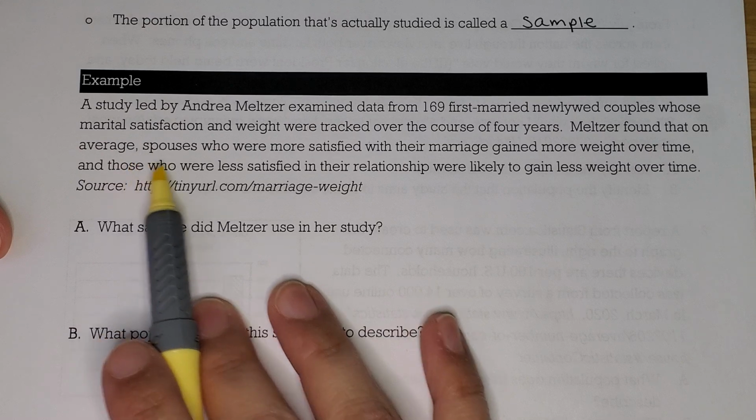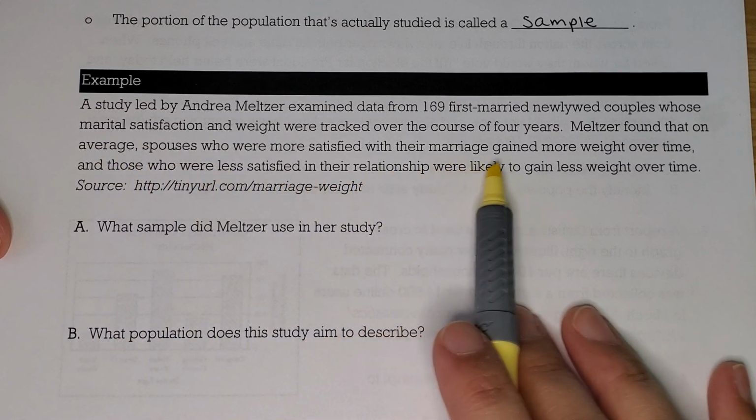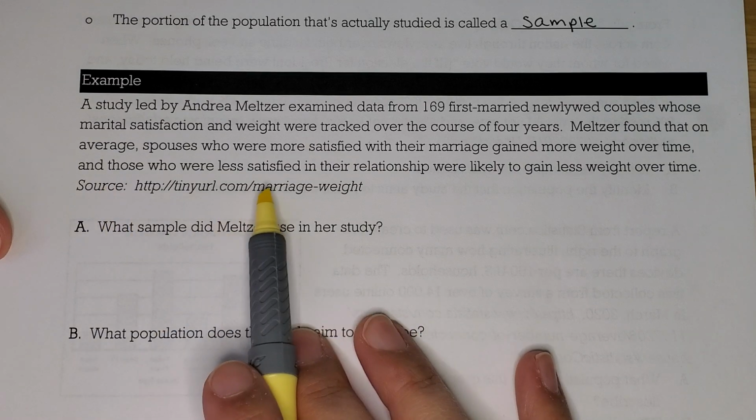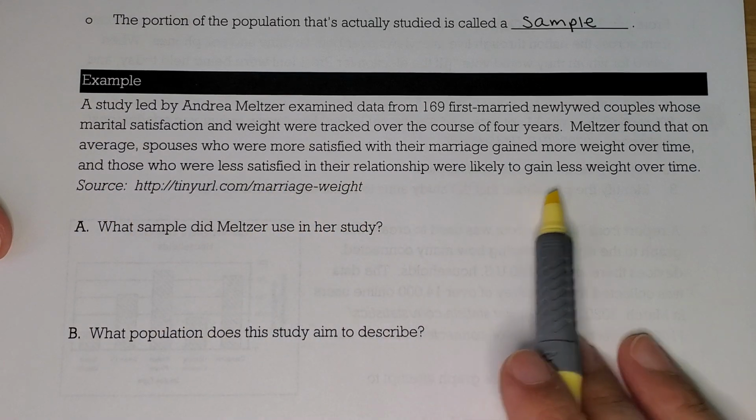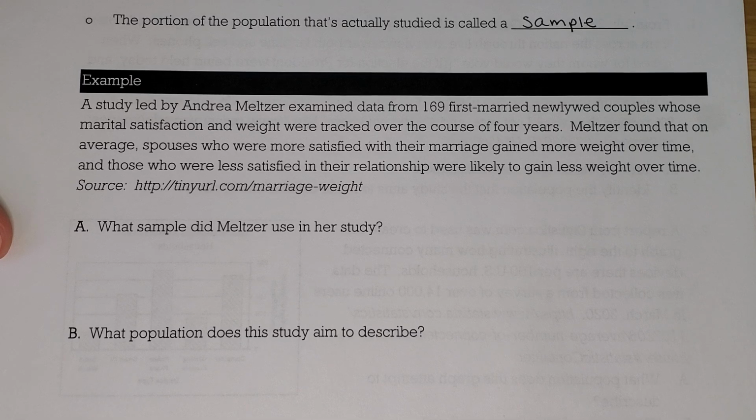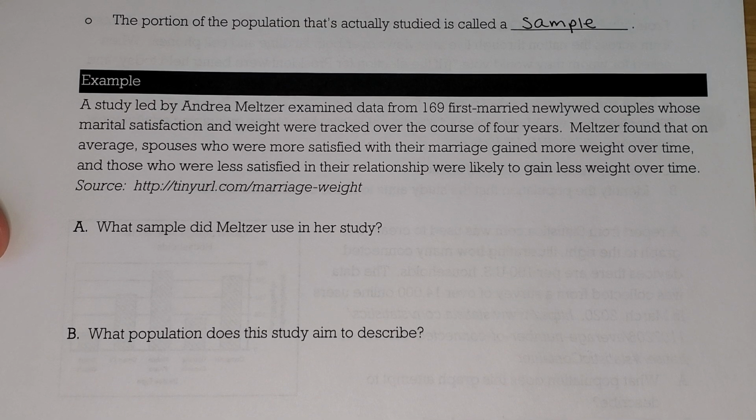Meltzer found that on average, spouses who were more satisfied with their marriage gained more weight over time, and those who were less satisfied in their relationship were likely to gain less weight over time. Okay, so let me process what this just said. Andrea looks at some newlywed couples, sees how happy they are and also how much they weigh for 4 years. And they find that happier couples have gained more weight and unhappy couples gained less weight. Okay, so that's me processing, understanding what's going on here.